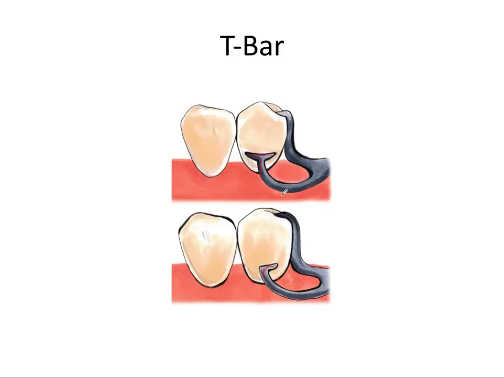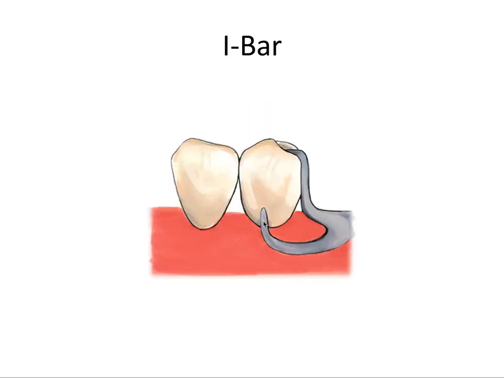And let's talk about yet another one. This is an I-bar, and this one again is basically representing the letter I because it's a straight line up and down. And so this is another infrabulge clasp that originates below the height of contour. The clasp arm is actually originating from the meshwork of the framework.